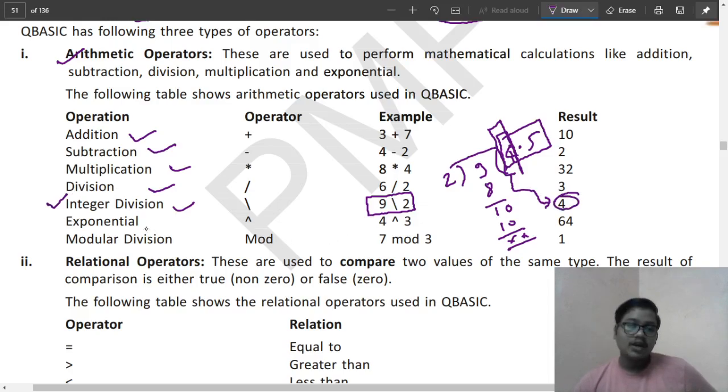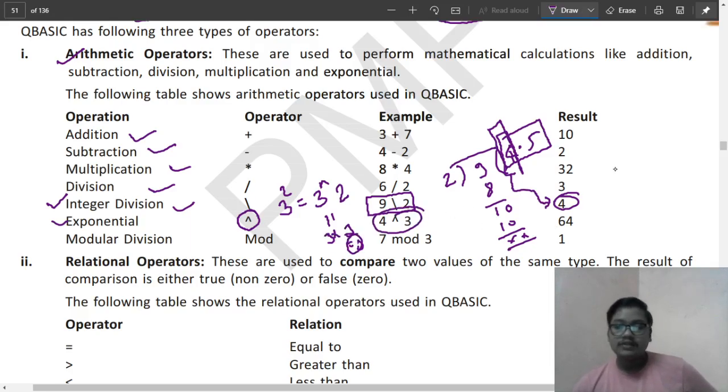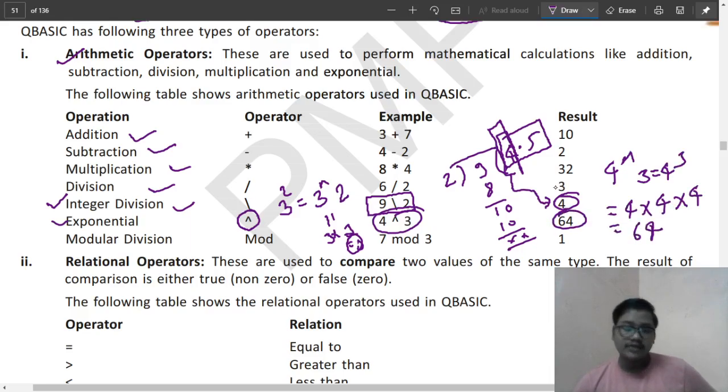Okay. Now exponential. Exponential is written like this and means power. If I have to find 3 to the power 2, it can be written as 3 cap 2, which means 3 cross 3 is equal to 9. Here 4 cap 3 means 4 cube, that is 4 cross 4 cross 4, which is 16 cross 4, 64. So here we have 64.